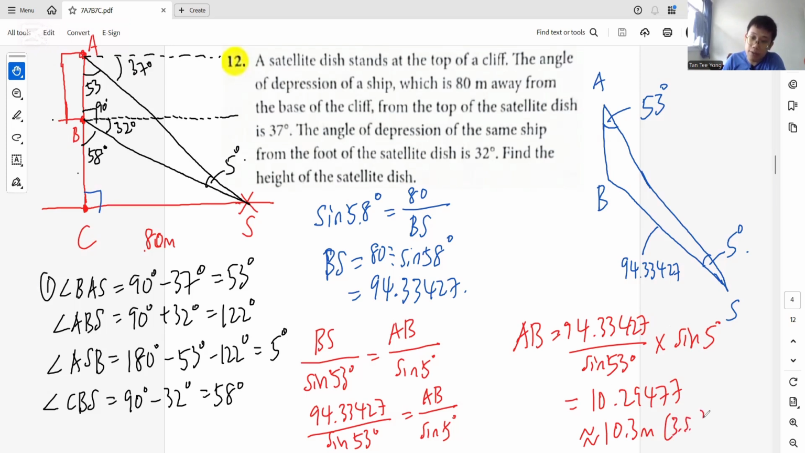Three significant figures. So the height of the satellite dish is 10.5. Sorry, my bad. The height of the satellite dish is 10.3. I wrote 10.3 here, it's not 10.5. Okay, so that's it for question 12.